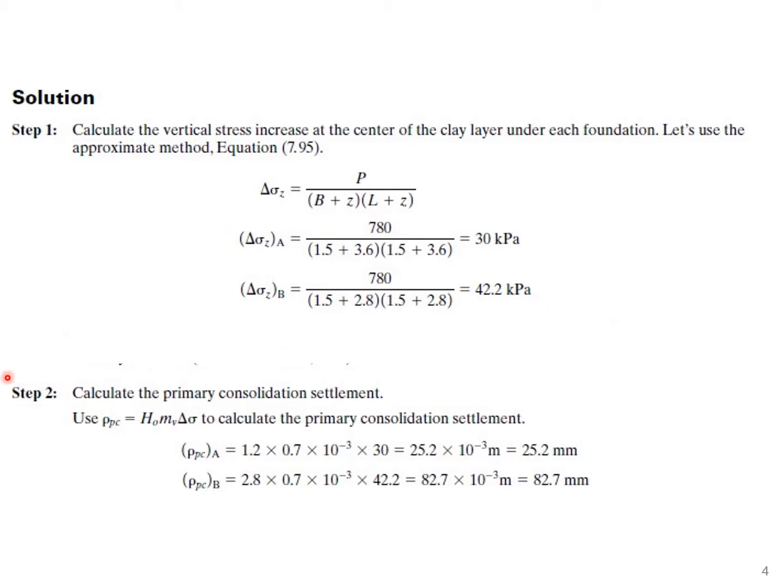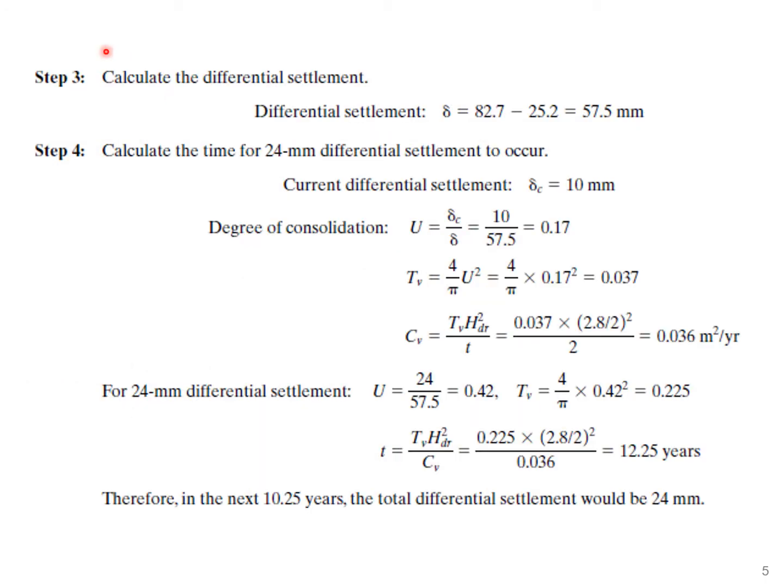Then step 2, calculate the primary consolidation settlement, and we can use this formula: H naught into m sub v into delta sigma. Just by plugging the values we can calculate the primary consolidation for A and for B, which are 25.2 millimeter and 82.7 millimeter. Well, step 3, calculate the differential settlement. So obviously the difference of these two values will give you the differential settlement.